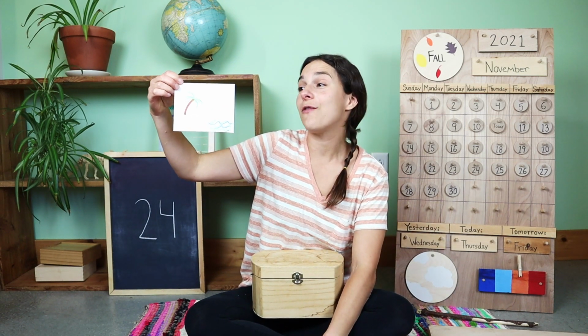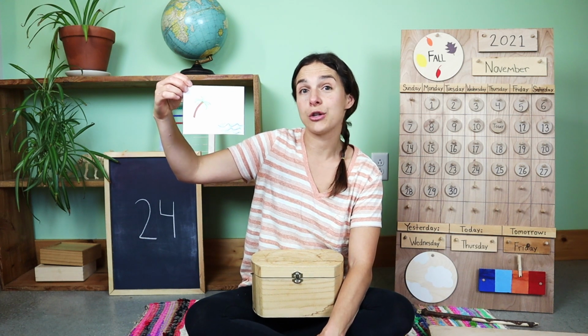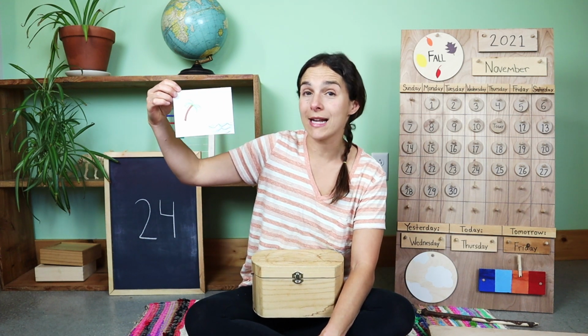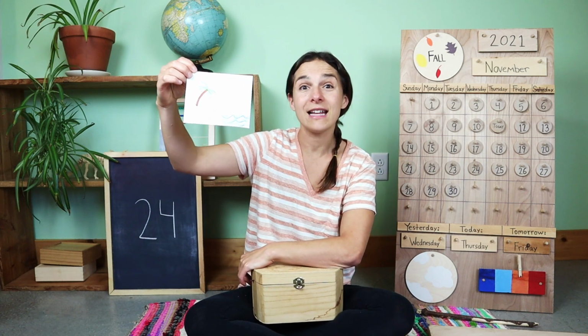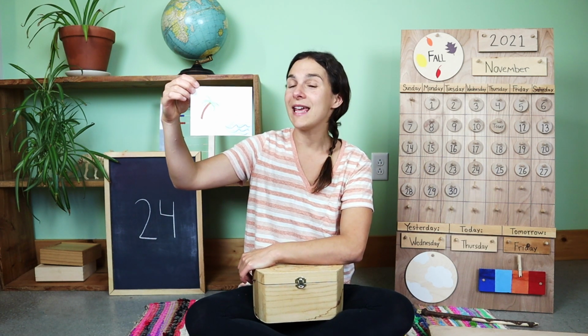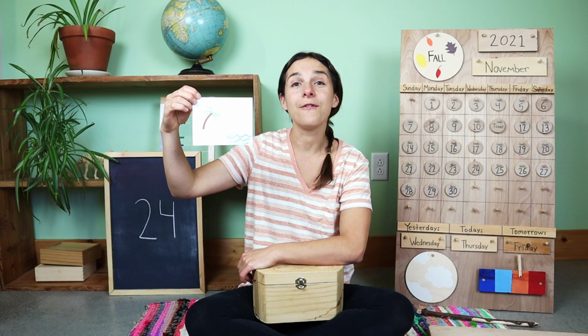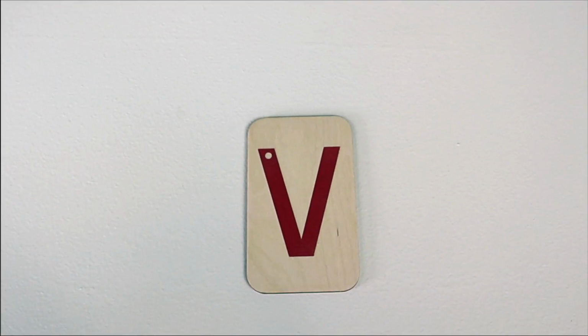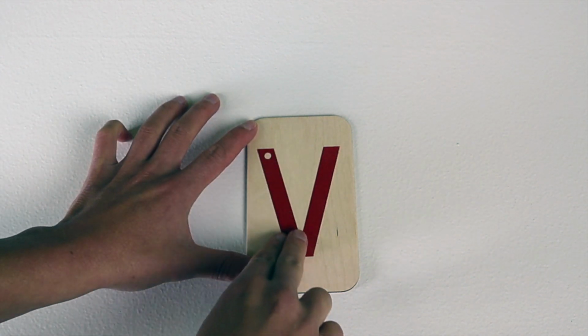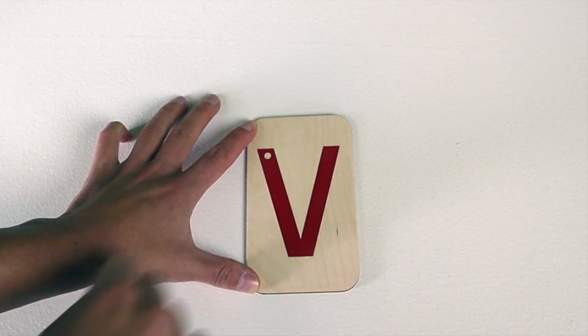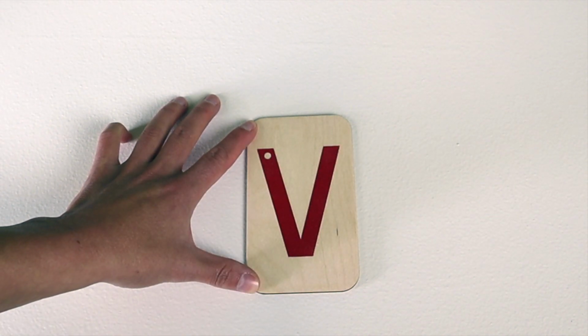Vacation. So vacation is another word for a trip, or when you go away somewhere. It looks like this vacation is on an island at the beach. Vacation starts with the letter V. V. This is how you write an uppercase V. V. One more time.